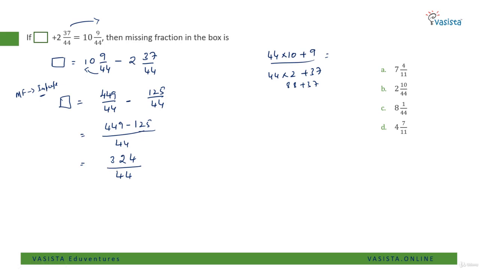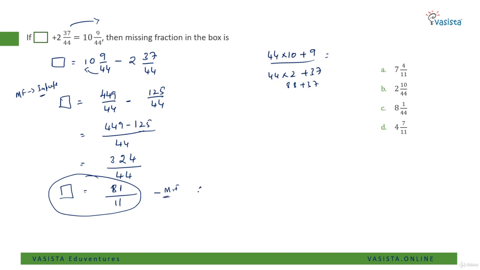Now you can simplify. Divide by 2, and you can directly divide by 4 because 24 is there. Directly divide by 4: 4 ones are 81 and 4 elevens are 44, so 81/11. This is the answer, but we are supposed to place it in terms of a mixed fraction.